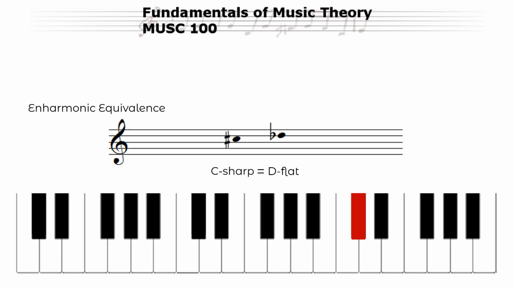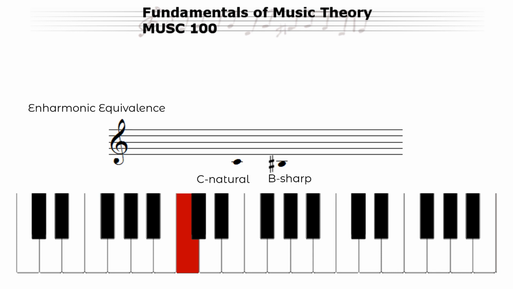They are enharmonically equivalent. Naming the white keys on the piano can also result in enharmonic equivalence. The pitch for this key here can be spelled as either a C natural or as a B sharp. The notes C natural and B sharp are enharmonically equivalent because they have the same pitch but 2 different names.